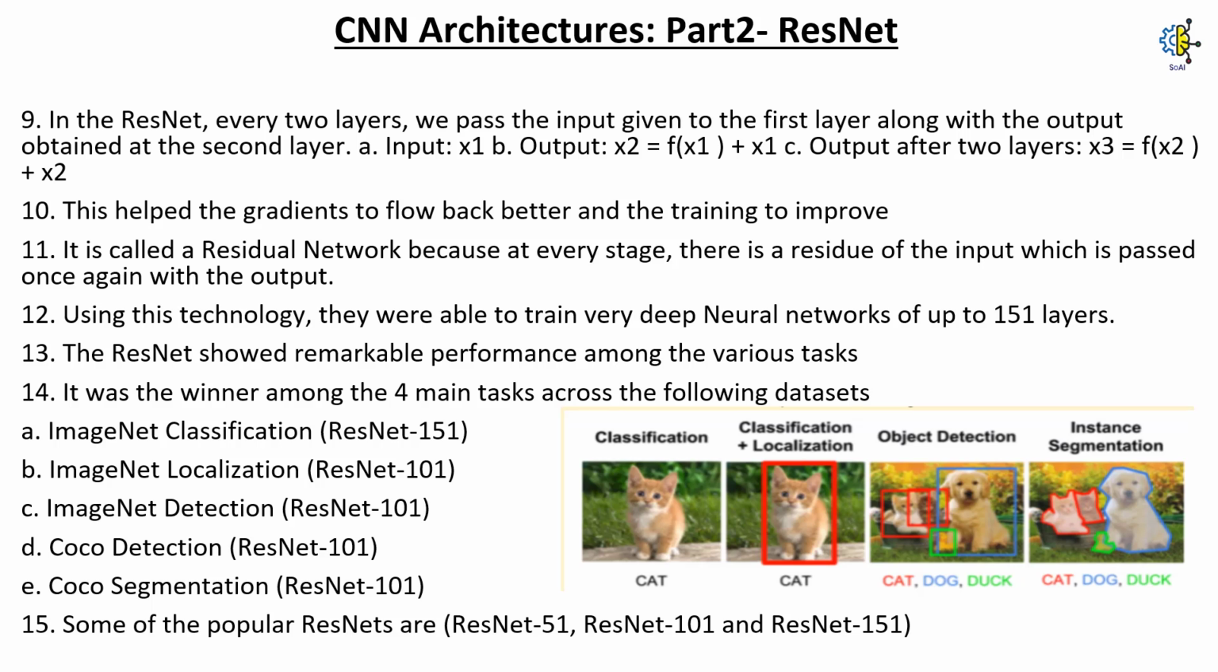It was the winner among the four main tasks across the following datasets. Basically, ImageNet classification, ImageNet localization, ImageNet detection, COCO detection, and COCO segmentation. Some of the popular residual networks are 50, 101, and 152.